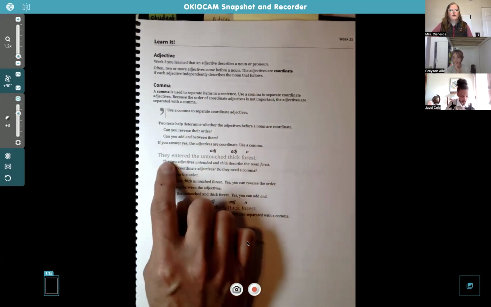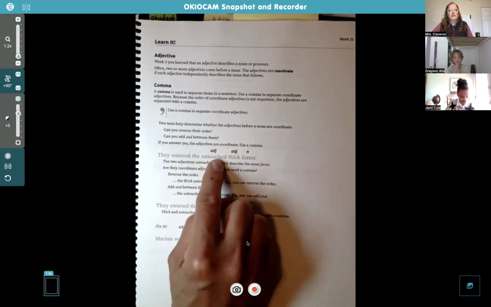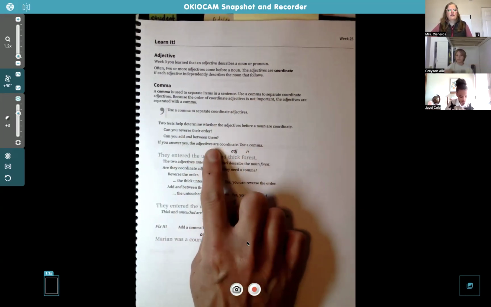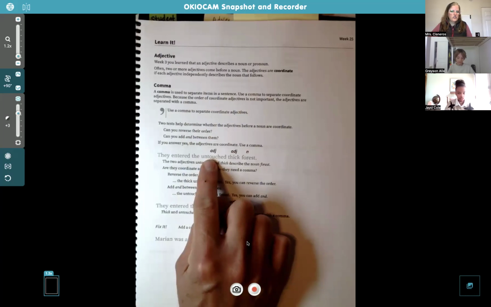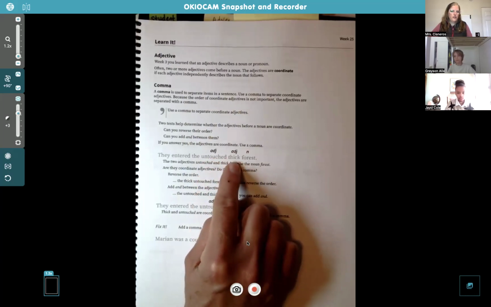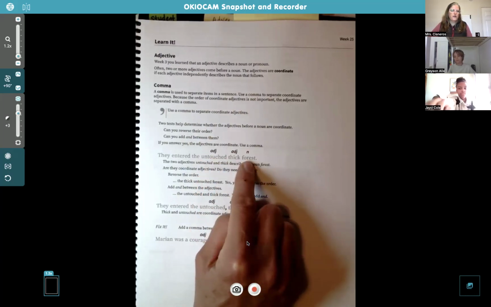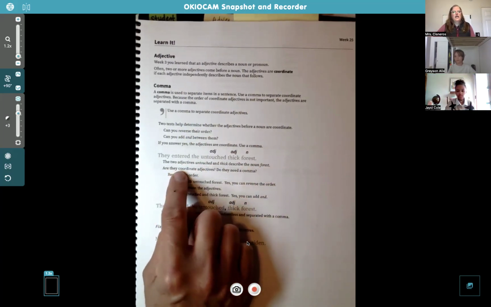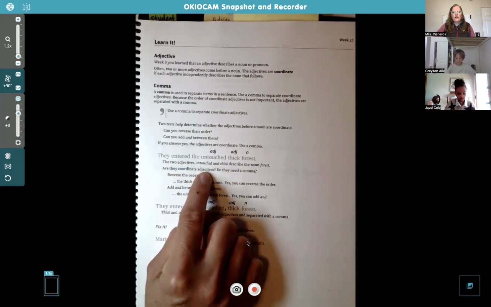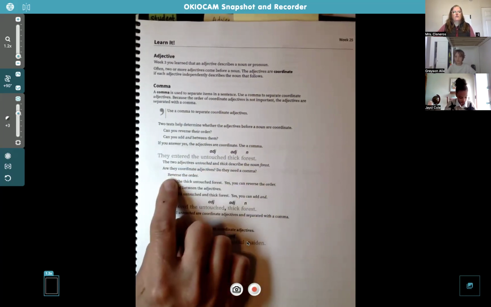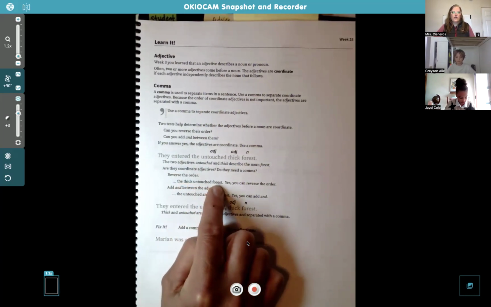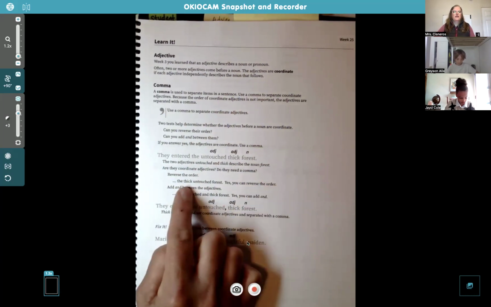Here's the example. They entered the untouched, thick forest. So they already labeled the adjectives untouched and thick. Those are both describing the forest. And then you're going to try the two tests here. Are they coordinate adjectives? Do they need a comma? Reverse the order. They already did it for you right here. The thick, untouched forest. Yeah, that works. Yes, you can reverse the order.